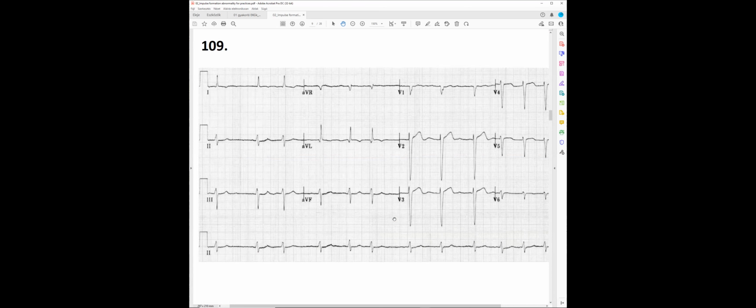Okay. At first sight, I can see it is arrhythmia, because the heart rate is kind of different. And the axis? The rate, please. What is the heart rate?